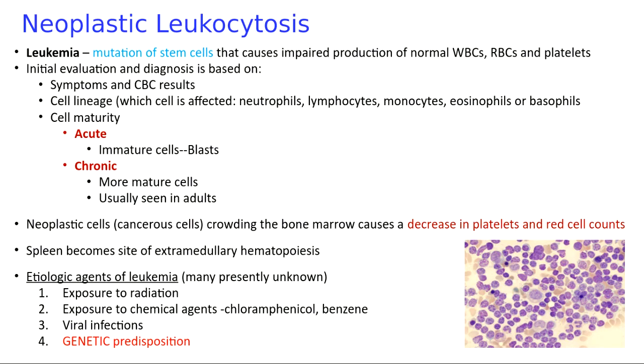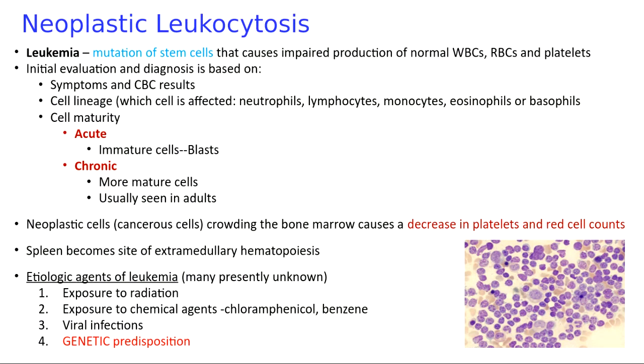Slide number 11 gives us information about neoplastic leukocytosis. This is the abnormal reaction. This is a disease process associated with an increased number of white blood cells. Sadly, whenever there is leukemia or neoplastic leukocytosis, the red blood cells and the platelets will also be impaired. They will be affected just because the bone marrow is sick, is diseased.